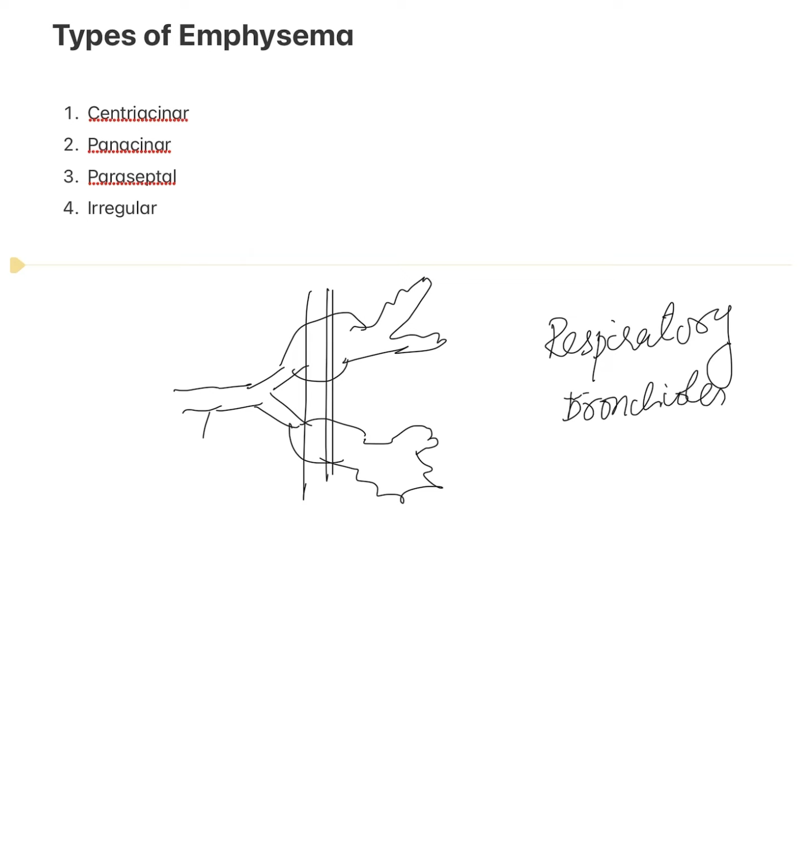So what happens in centriacinar is that the central portion is affected, which are the respiratory bronchioles. The respiratory bronchioles are affected in centriacinar emphysema. This usually occurs in heavy smokers, and it is more severe in the upper lobes of the lungs.